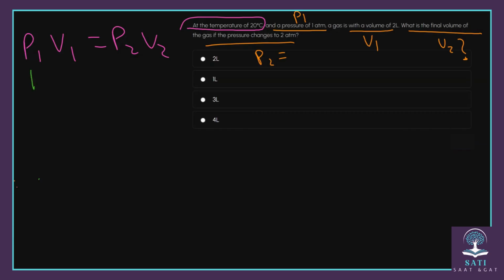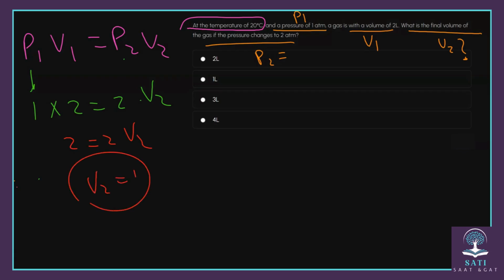P1, I write it as 1, times volume 1, which is 2, equals P2, which is given here as 2, times V2. Okay, now 1 times 2 is 2, so 2 equals 2 V2. If you divide both sides by 2, you can see that V2 equals 1. And this is logical.